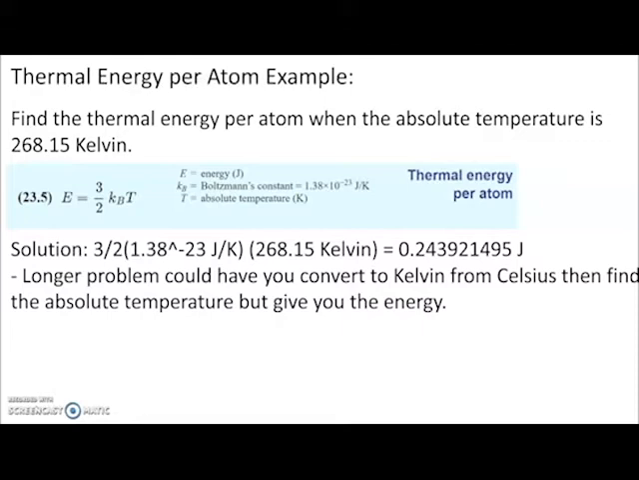And you will multiply 3/2 times 1.38 times 10 to the negative 23 joules per Kelvin times the absolute temperature of 268.15 Kelvin. That will get you approximately 0.24 joules. A longer problem could have you convert from Celsius to Kelvin and then find the absolute temperature, but you're given the energy. So same constant, same equation, just got to manipulate the equation a little bit before.